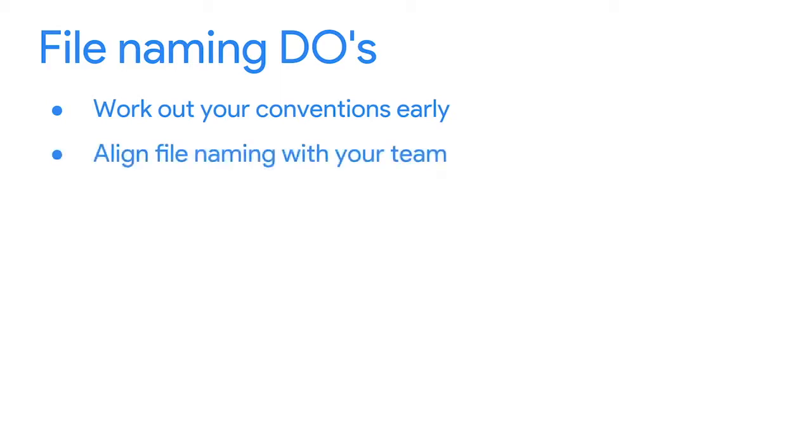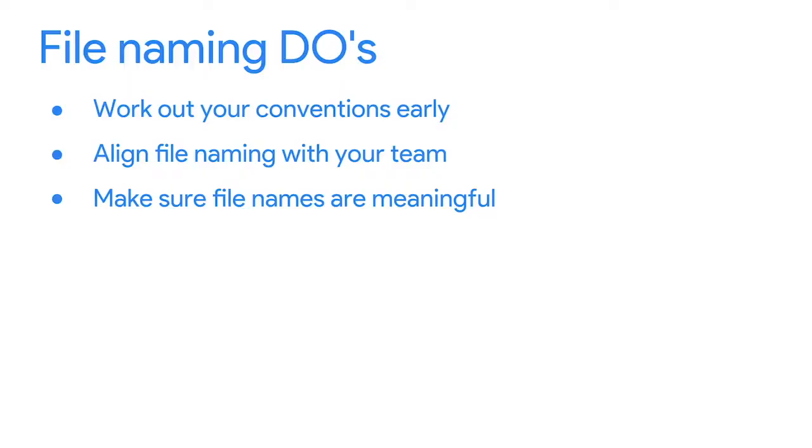So here are some general tips on creating file naming conventions that are both logical and functional. Here are some quick file naming do's. Work out your conventions early to avoid having to spend time redoing it later. Align your file naming with your team. And make sure your file names are meaningful, with references to the project name, creation date, revision version, or any other useful information needed to understand what's in that file.